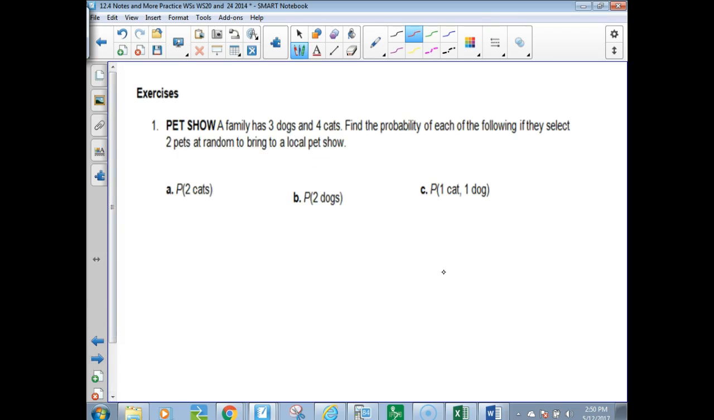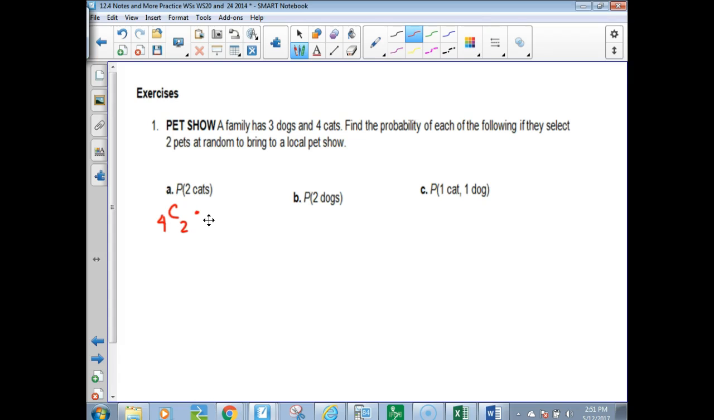Let's do some on our own. All right, so we got a family with 3 dogs and 4 cats. Find the probability of each of the following if they select 2 pets at random to bring to the local pet show. All right, we have the probability of getting 2 cats. So how many cats are there? There are 4 cats, so that'd be 4C2.